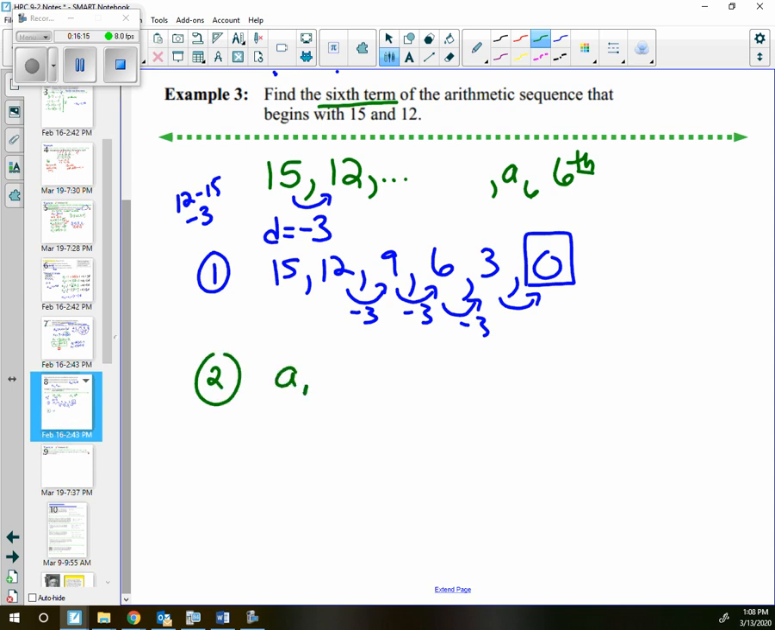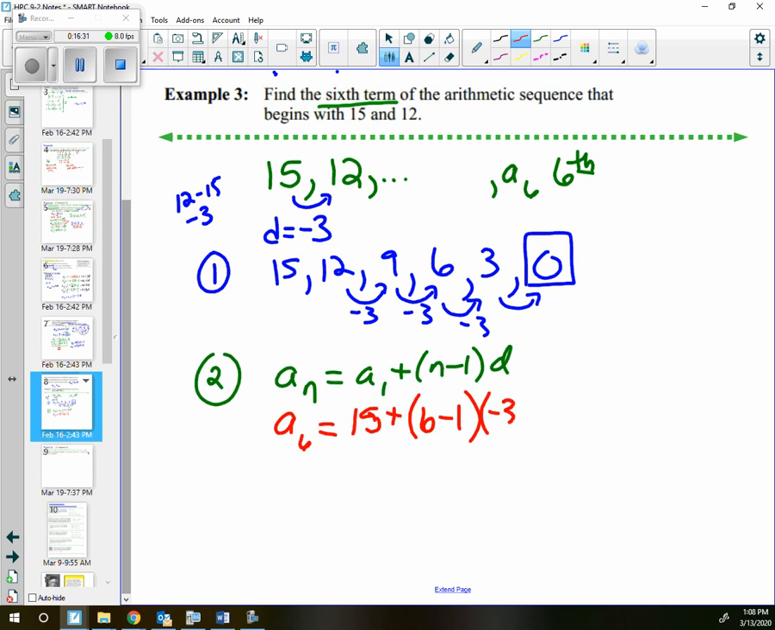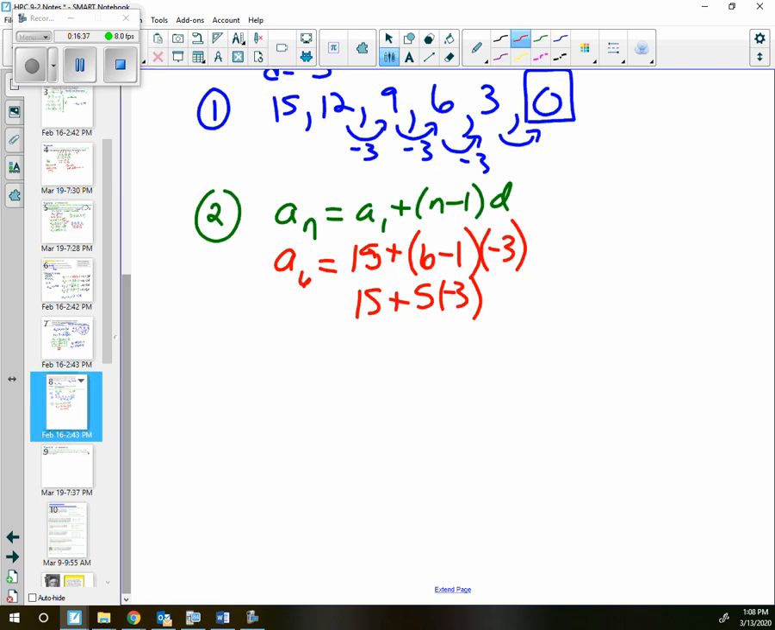Could I also use the AN formula though? A1 plus n minus 1 times d? Sure thing. If I want to find the sixth term, I would do A1, which is 15, plus 6 minus 1, n is 6, remember we're finding the sixth term, times the common difference, which is -3. So we'd have 15 plus 5 -3s. So think about what that looks like here. So 15 plus 5 -3s, well, that'd be 15 plus -15. So we also get our 0.